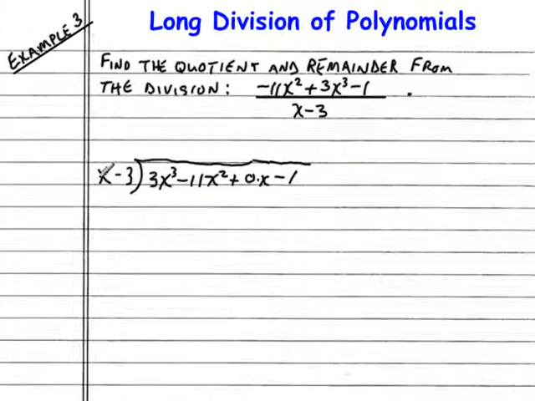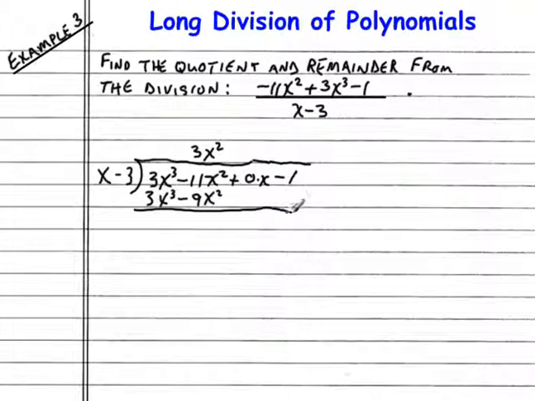What do we multiply x by to create 3x cubed? And of course that's 3x squared. We have a column for x squared terms. So we write our 3x squared here. And then we actually use this 3x squared to multiply the whole divisor, and we'll do that one term at a time. 3x squared times x being 3x cubed. 3x squared times negative 3 being 9x squared.